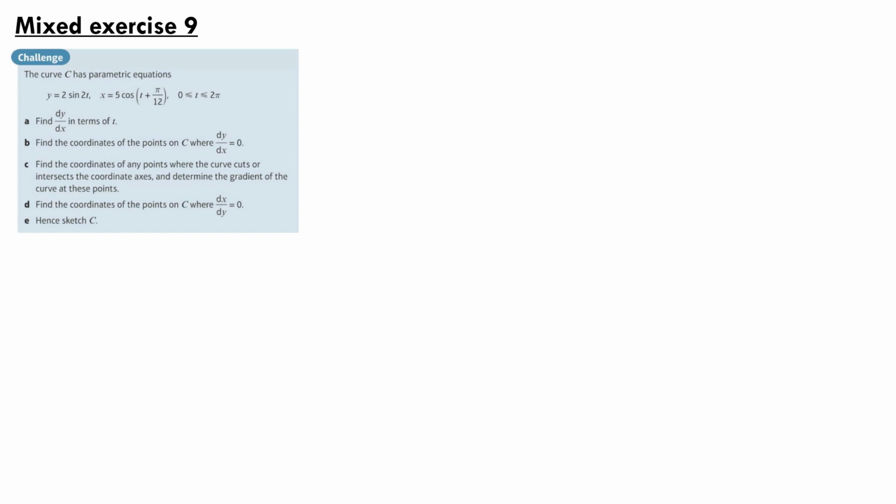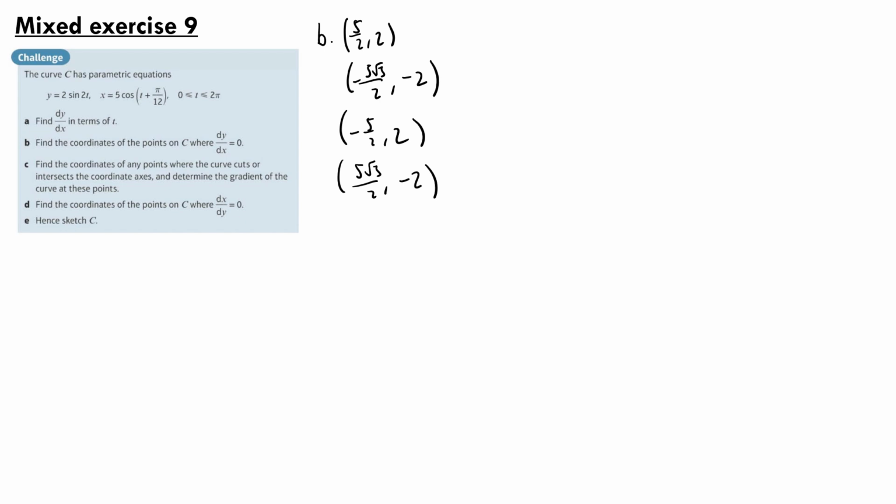Okay, so just to summarize everything we've learnt about this parametric curve before we move on to part E to sketch the curve. From part B, we learnt that 5 over 2, 2; minus 5 root 3 over 2, minus 2; minus 5 over 2, 2; and 5 root 3 over 2, minus 2 were the points where dy by dx is equal to 0, or the gradient is flat.